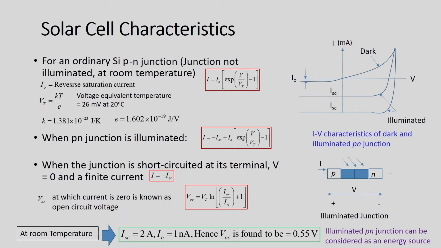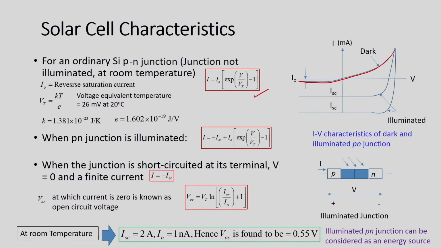The solar cell characteristics at room temperature, when a junction is not illuminated. How will it look? It will be something like this. Mathematically it can be represented by I is equal to I naught multiplied by exponential of V by Vt minus 1. This is the expression we can use for a dark current.